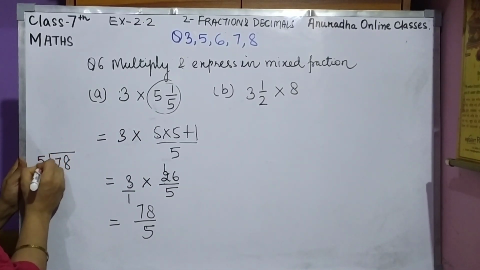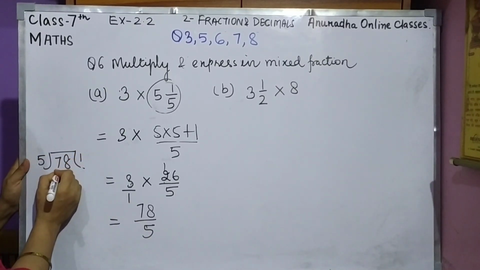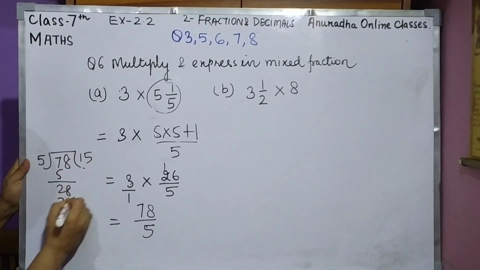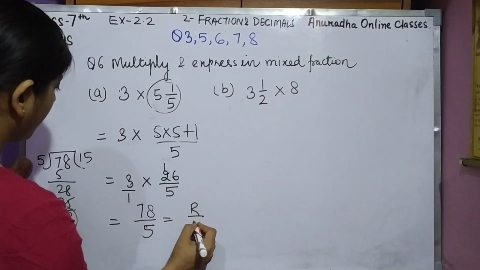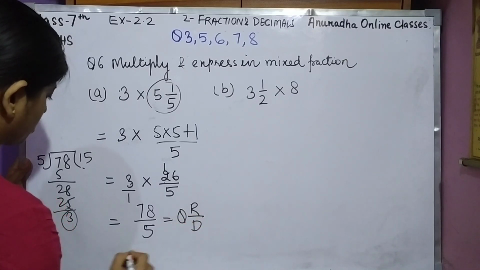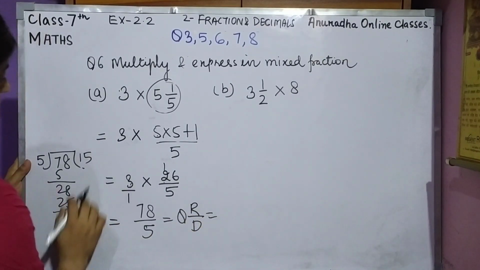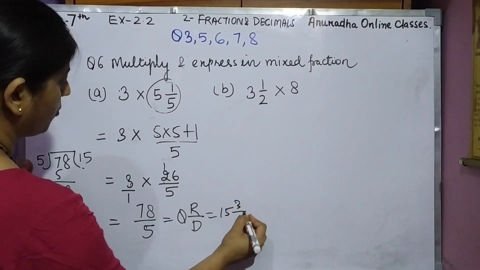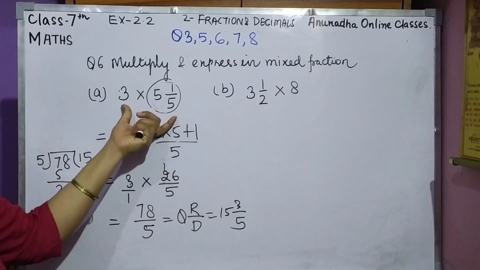78 upon 5, to convert this we just divide. 5 ones are 5, 28, 5 5s are 25. This leaves 3. What is our remainder? 3. So the remainder we write at the top, and here we write the divisor and quotient. So what is our answer? See, I'm writing here only. The quotient is what? 15. The remainder is what? 3 upon 5. So this is our product of these two fractions.